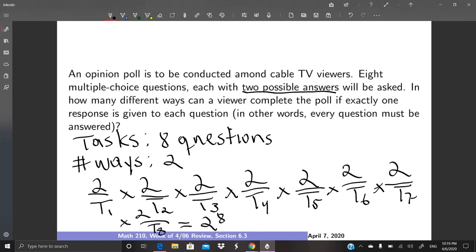But what you want to enter in WebAssign is the number 256, right? So that answers the question. So there are 256 different ways a viewer can complete the poll. And that is it. That is all we have for section 6.3.